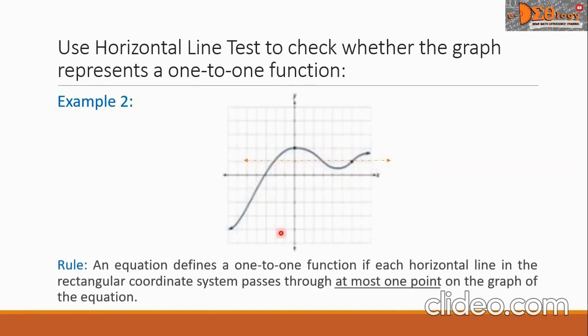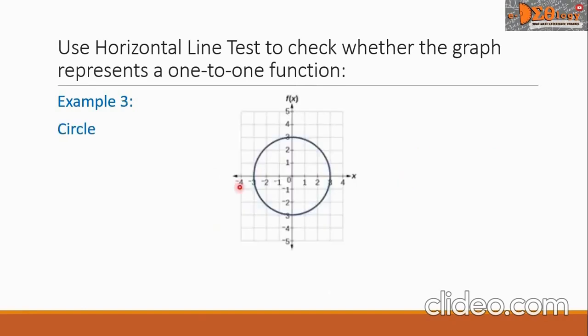But the horizontal line test says that any horizontal line must touch the graph in at most one point. But since this horizontal line in particular touches the graph in 3 points, we say that the given graph here is not a one-to-one function. This is our final answer.